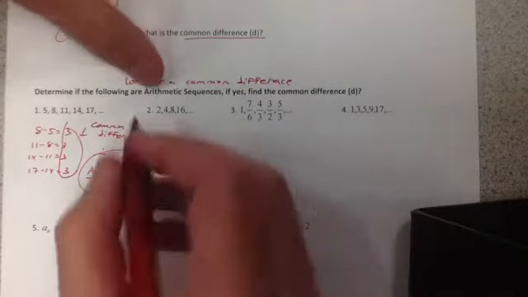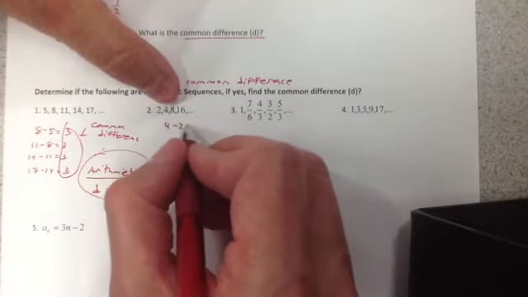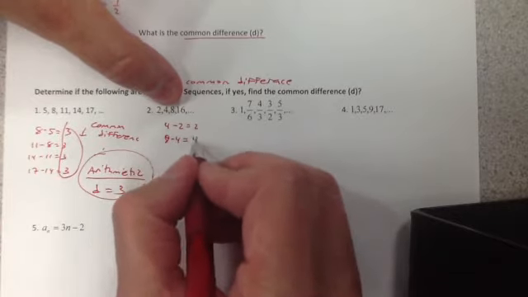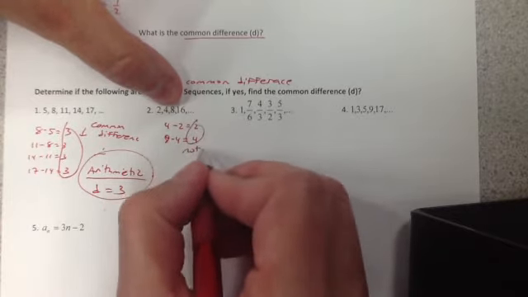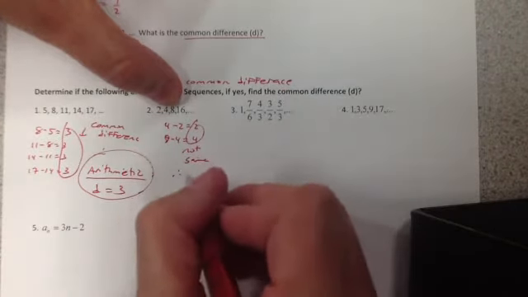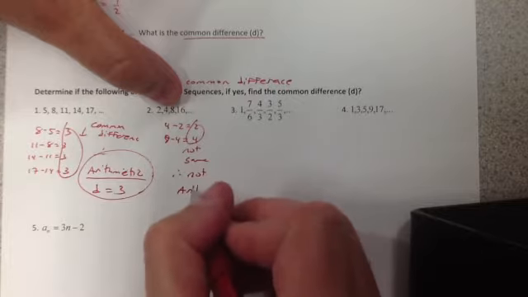So let's try number 2. Well, if I take 4 minus 2, that's 2. That's cool. But if I do 8 minus 4, that's 4. Notice, not the same. We want them to be the same. Hence the phrase common difference. Therefore, this is not arithmetic.